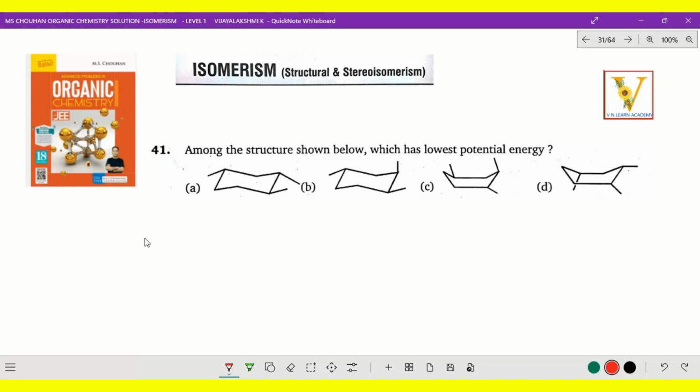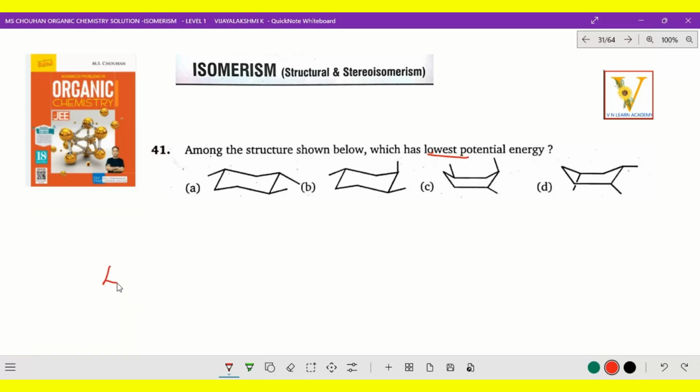We are going to see some more interesting and important questions from MS Chauhan's Organic Chemistry, Chapter 2, Isomerism, the questions from 41 to 50. Come on, let us discuss the first question. Among the structures shown below, which has the lowest potential energy? So, how do we identify the lowest potential energy in these compounds?